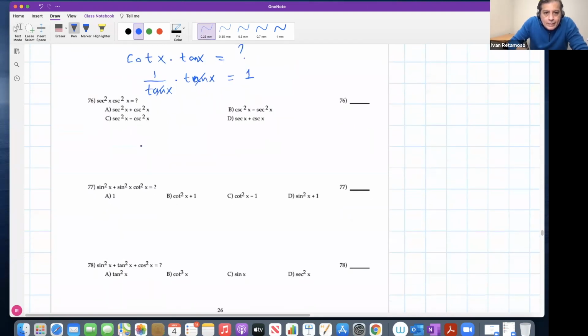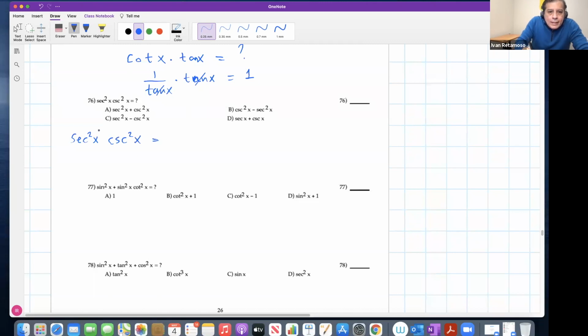What about this? This is similar, right? You should rewrite both: secant as 1 over cosine, cosecant as 1 over sine, do the math. But this one, remember, was a little bit tricky. Maybe I should explain this. I think it requires a different strategy. Secant square of x multiplied by cosecant square of x. What is this equal to?